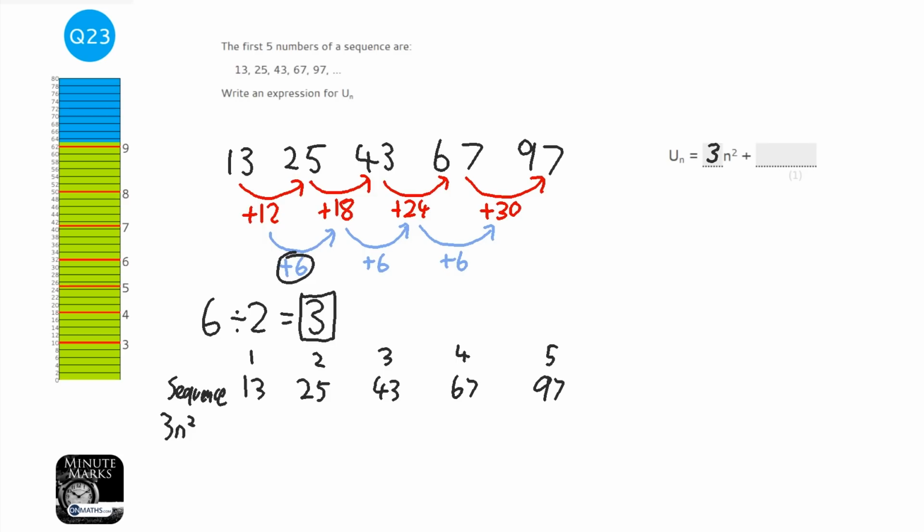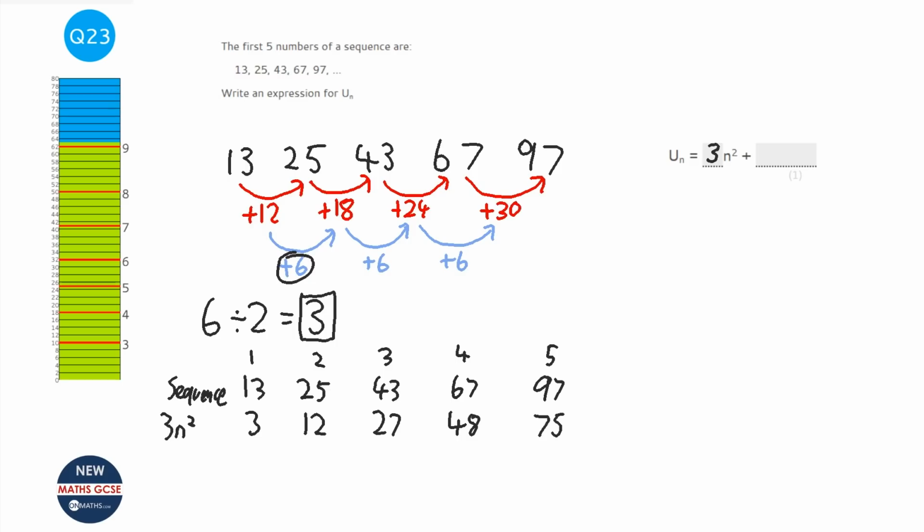So 1 squared is 1, times 3 is 3. 2 squared is 4, times 3 is 12. 3 squared is 9, times 3 is 27. 4 squared is 16, and times that by 3 is going to be 48. 5 squared is 25, times 3 is 75.